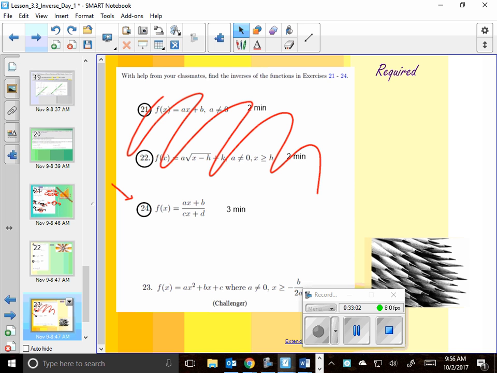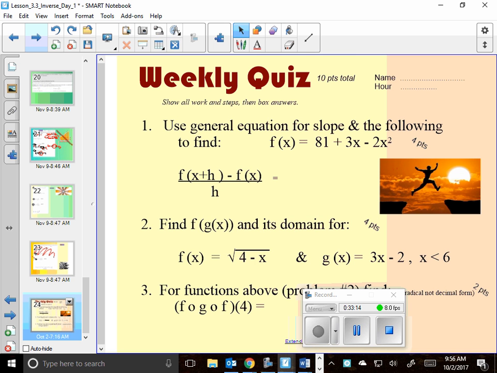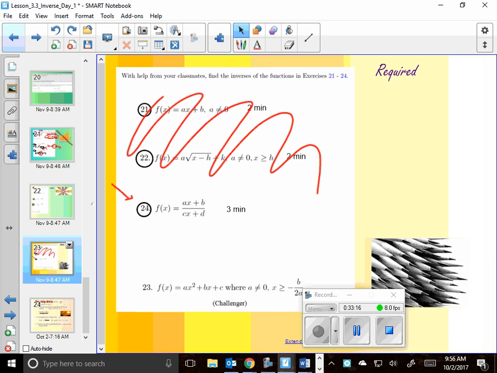You just switch X and Y around. And hint, the first thing you got to do is clear the fraction. That's why it's a top 20 skill. Because you do it a lot. All right. And that gets us to the end. The weekly quiz thing, ignore that. We don't need that. Got enough on your plate for today.